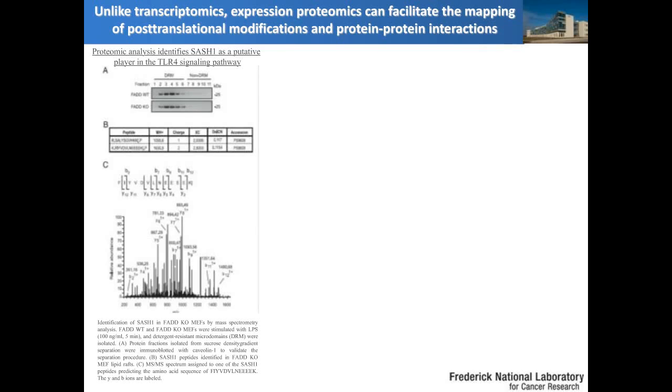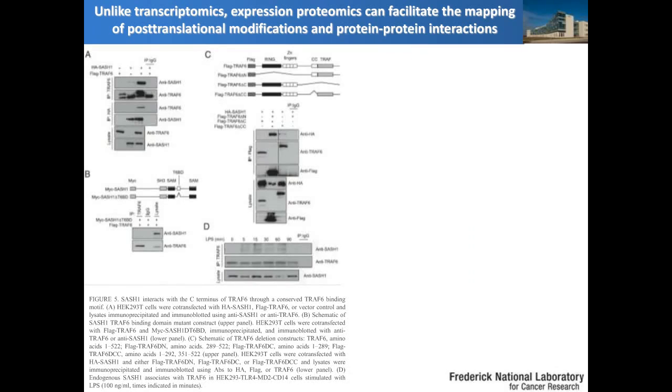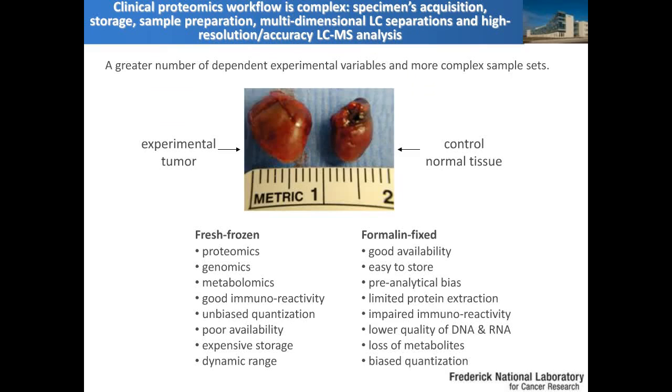Another study to exemplify the importance of proteomics we did with a group in Canada. We looked into HUVEC cells that were treated with LPS, lipopolysaccharides, which is important for sepsis outcome. We found in that study that SASH1 is a protein which is important in regulating LPS response, including the TLR receptor. Also, unlike transcriptomics, expression proteomics can facilitate mapping of post-translational modifications, and we showed that this protein is ubiquitinated and is also making complexes with the TLR4 receptor. Those are two examples showing that without proteomics one cannot move further.